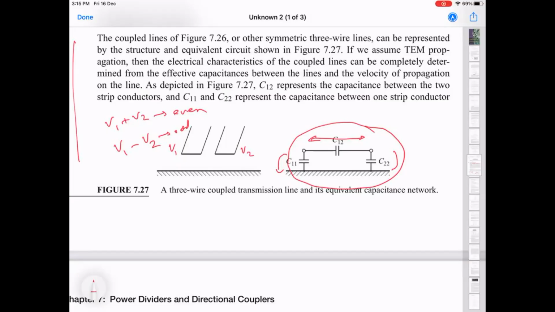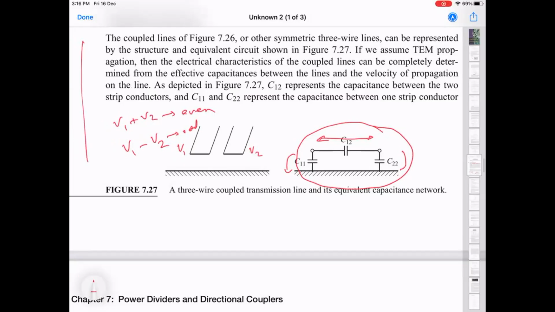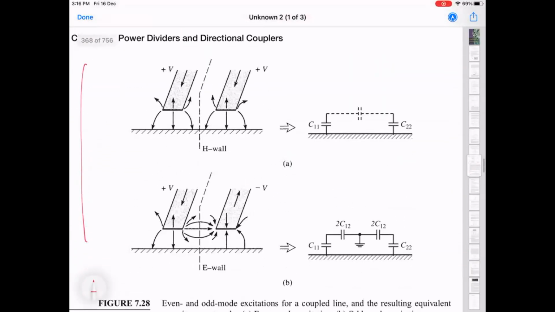But if you only excite, say, V1, then at some point it will get converted into V1 and V2, maybe with the prime because they're different now. So if you excite only one of the transmission lines, in general you'll get both of them excited. But if you excite only the even mode, then only the even mode will be excited. If you only excite the odd mode, only the odd mode will be excited. Okay. So this is exactly the same as before.